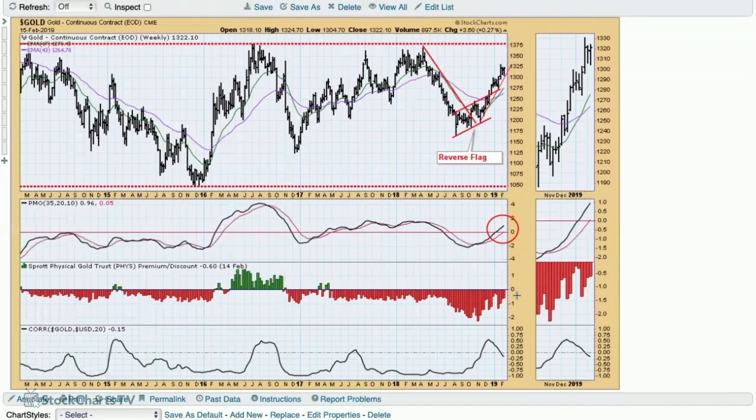positive sentiment based on the discount for PHYS, and that's what we want. That's when we can have a little more confidence that it's going to keep moving higher. That means people are really now starting to get into it.